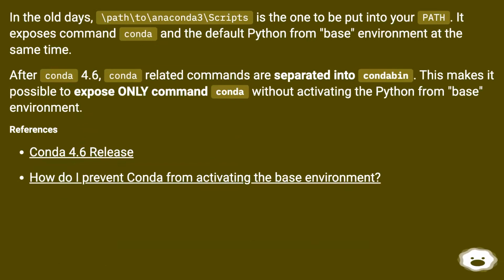In the old days, \path\to\Anaconda3\Scripts is the one to be put into your path. It exposes the command conda and the default Python from the base environment at the same time. After Conda 4.6, conda-related commands are separated into condabin. This makes it possible to expose only the command conda without activating the Python from the base environment. References: Conda 4.6 release. How do I prevent conda from activating the base environment?